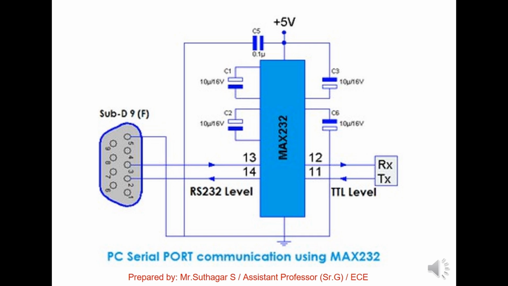So if 0 volt is coming out from the 8051 microcontroller, that will be converted into voltage levels from plus 3 volt to plus 25 volt. If it is 5 volt, which is logic 1, that will be converted to minus 3 volt to minus 25 volt by using MAX232. So it acts as an interface and converts TTL level logic to RS232 level logic to establish serial communication between the 8051 microcontroller and PCs.